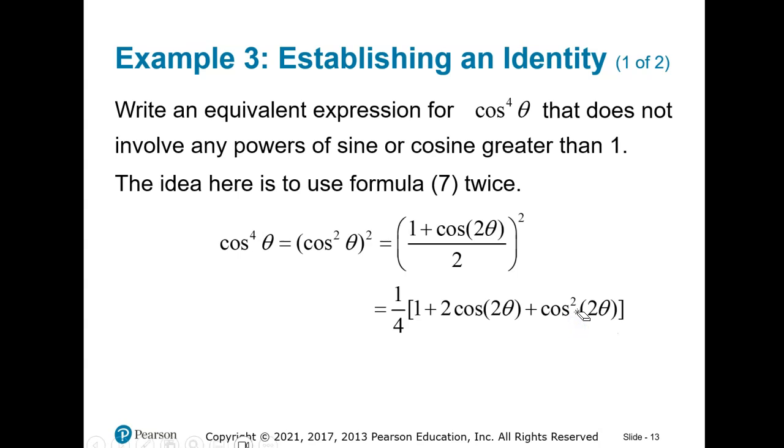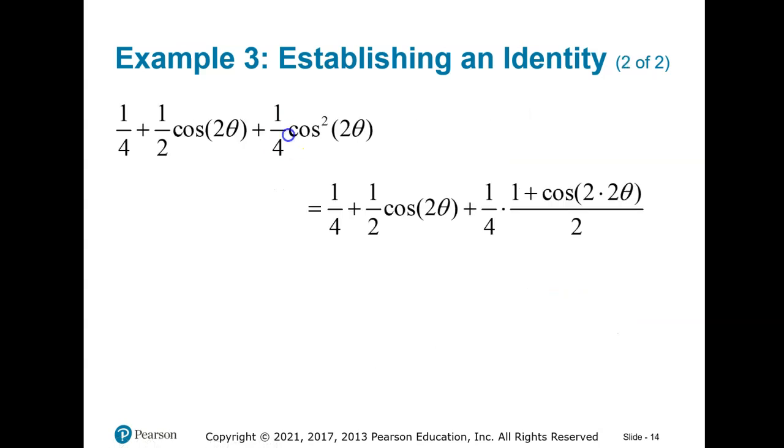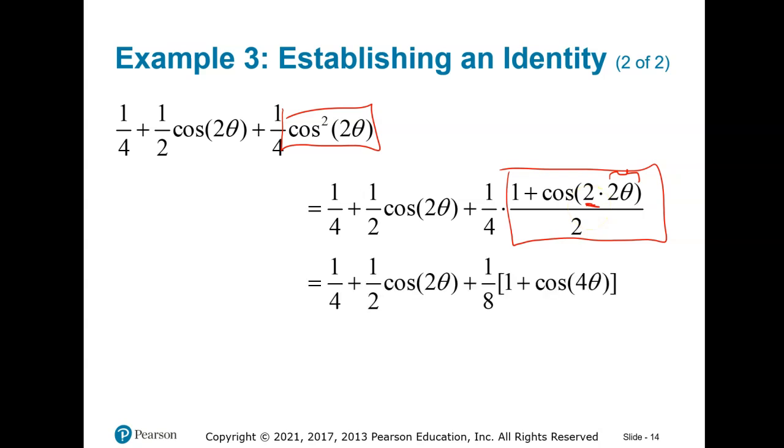All right, but look, can't use anything greater than 1. This is greater than 1, so I need to apply it again there. So cosine squared 2 theta is 1 plus double that angle. So the angle is 2 theta, so I'm doubling it. So I end up with a 4 theta inside that expression. So that's how we tackle using the power reducing formula multiple times.